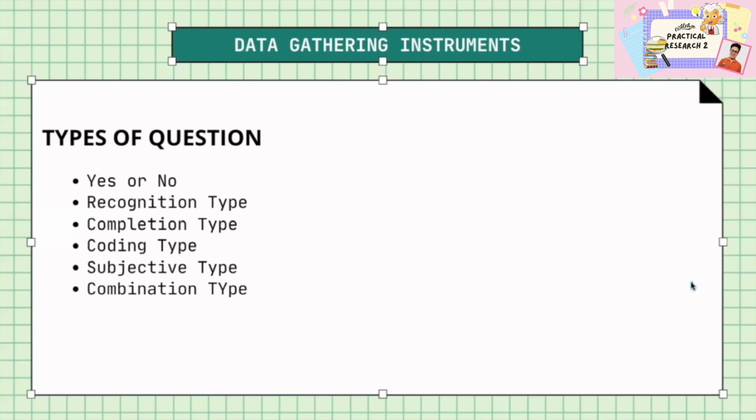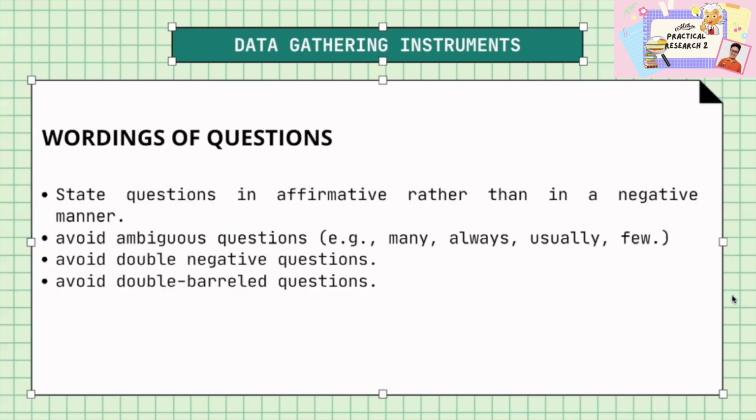Now let's discuss the wording of questions. The first thing that you should always remember in formulating your questions is to state questions in the affirmative rather than in a negative manner. Why is it so? Because this is a way to avoid confusion on the part of your respondents. Number 2, avoid ambiguous questions.